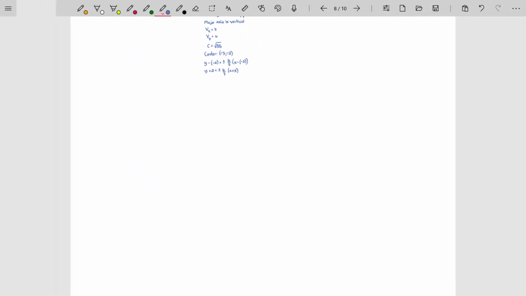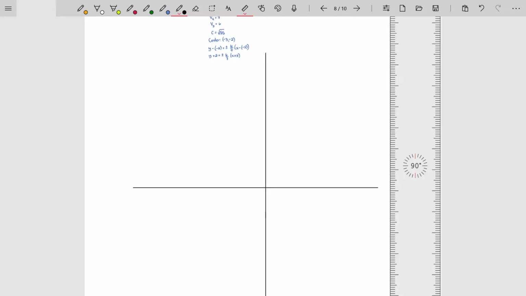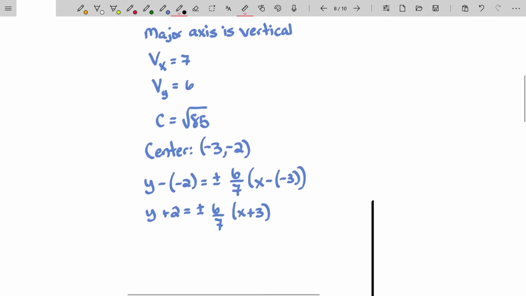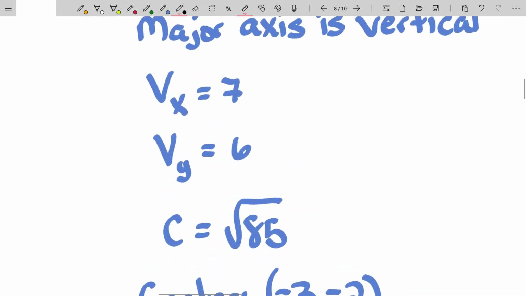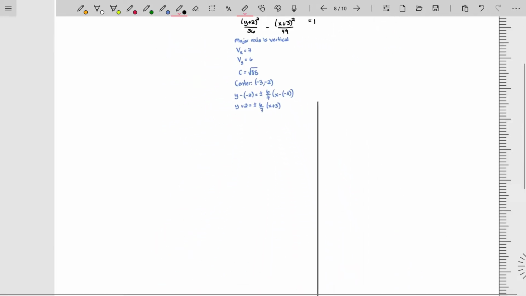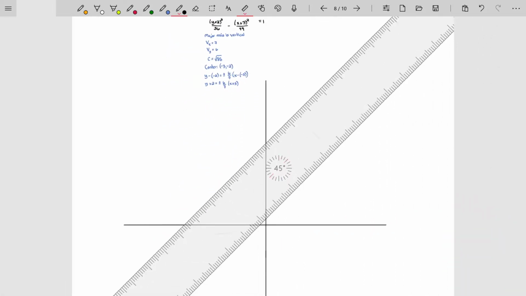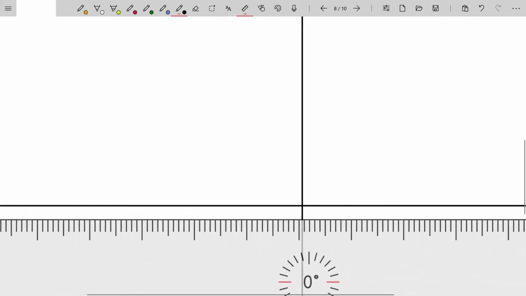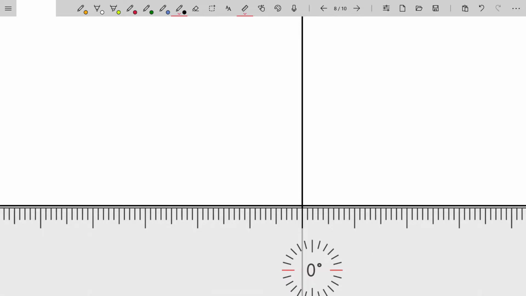Let me prep the graph. And as I mentioned in the previous problem, I like to work on the major axis first. So let's plot the center, which is at -3, -2. And notice the sizes of v sub x and v sub y. We're going to need to squish this down a little bit because we'll want our vertices 6 units up and down from the center. So I'm going to be careful about the size of my axes here. I'll say that each of these half pips is 1. So let's go ahead and do that.